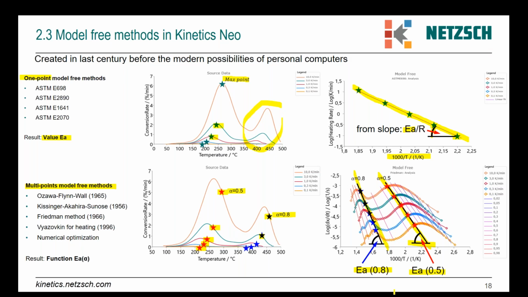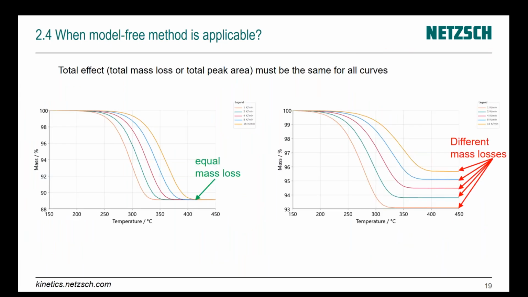Generally, we can do the same for each value of conversion. Conversion is the value from 0 to 1 during our reaction. And as a result of a multi-point model-free method, we can find a function where activation energy is a function of conversion, a function of alpha. Main rules for when a model-free method is applicable.